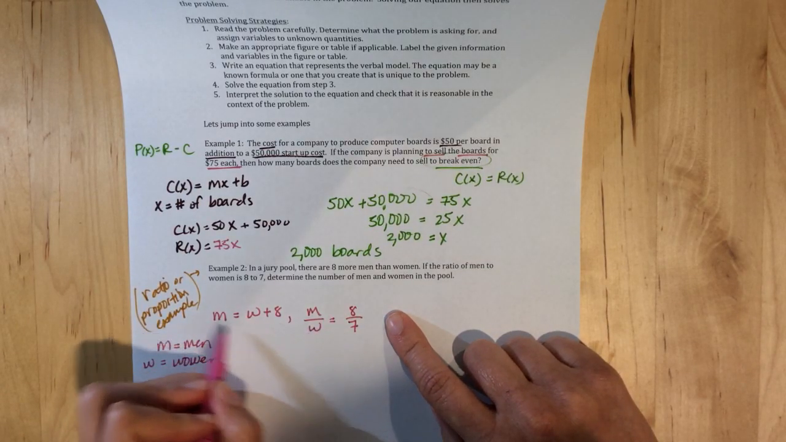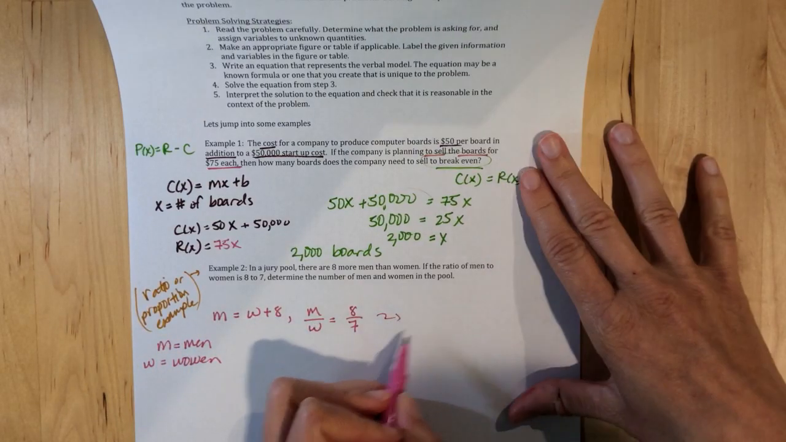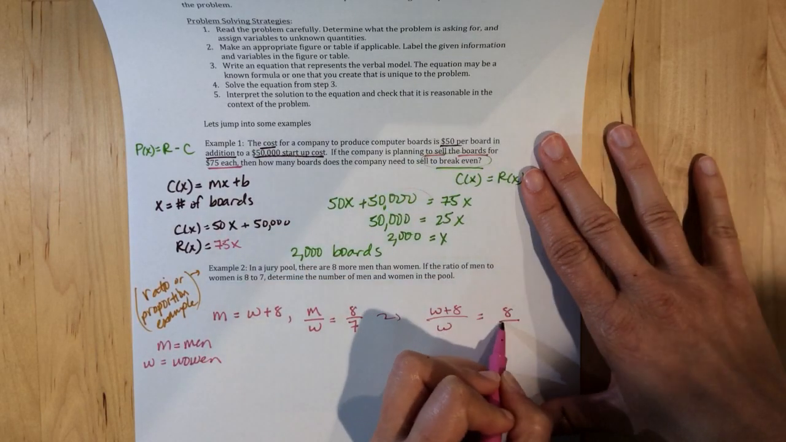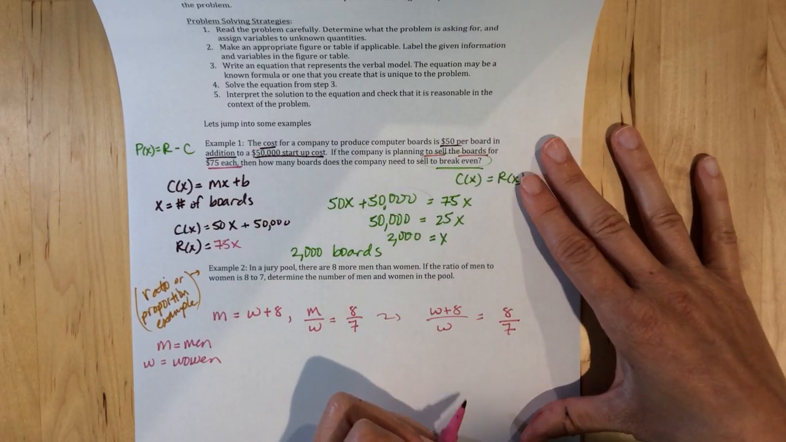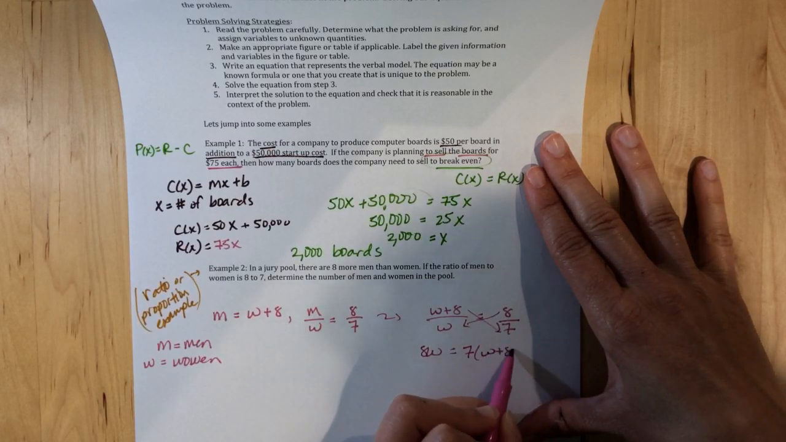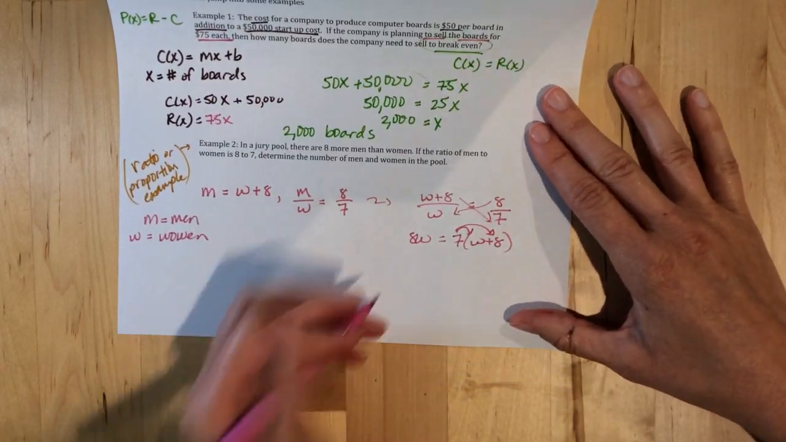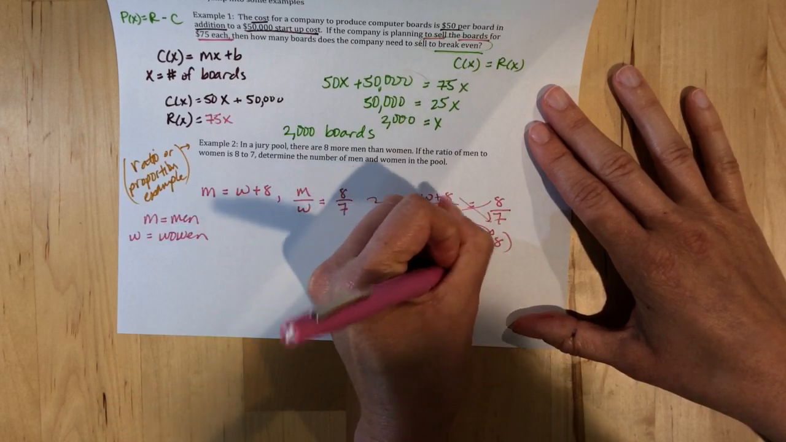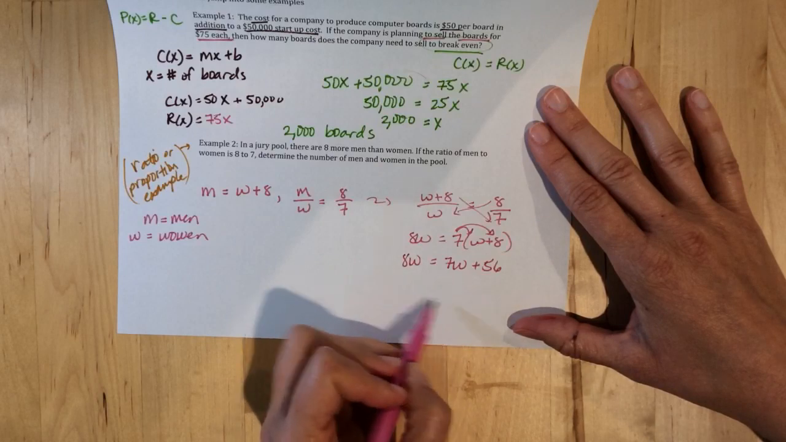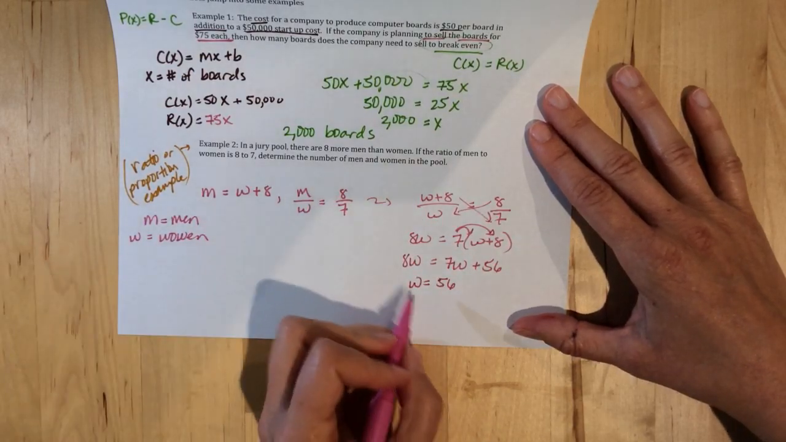But combining these 2 statements here, right? Do we know what M equals? Yeah. So combining those 2 things, we get that W plus 8 over W equals 8 over 7. Right, so now we can cross multiply so that 8W equals 7 times W plus 8. Distribute the 7 to help us solve. So 8W equals 7W plus 56. Combining like terms, to combine the W's, I'm going to subtract the 7W over. So W equals 56. So there are 56 women.